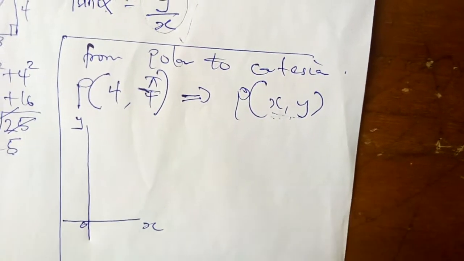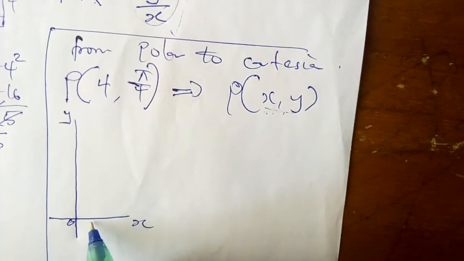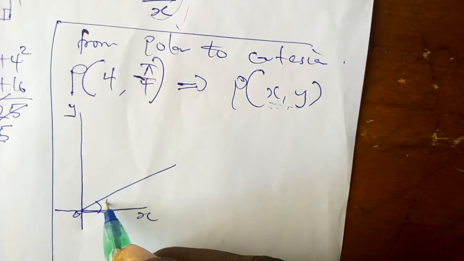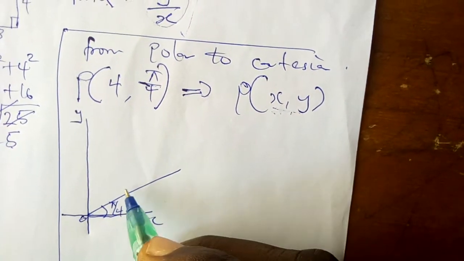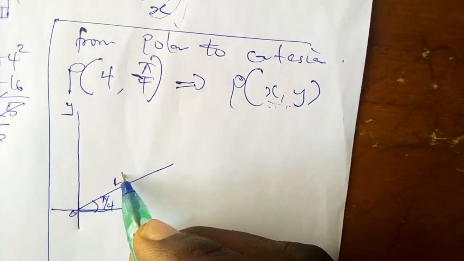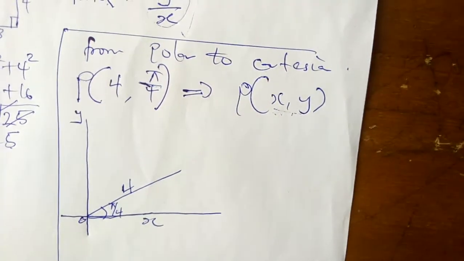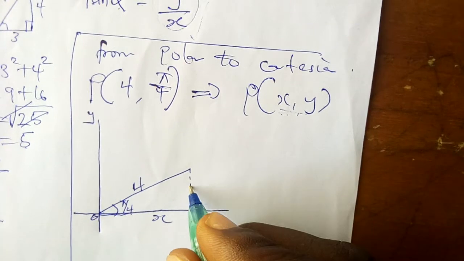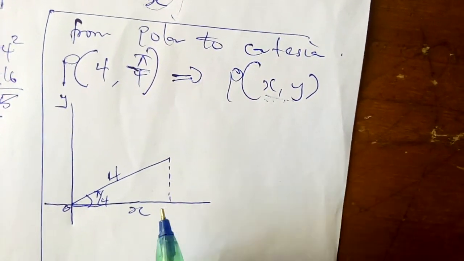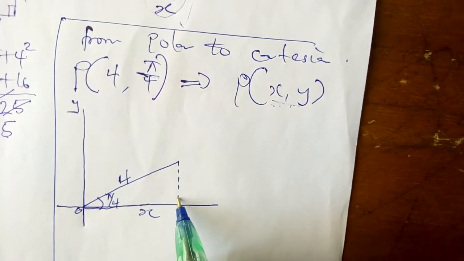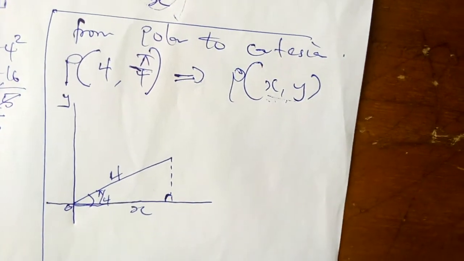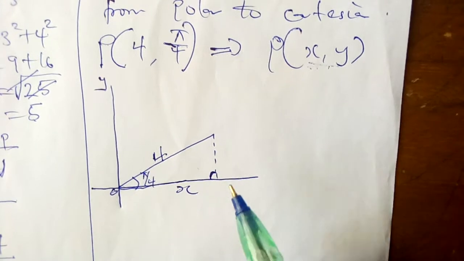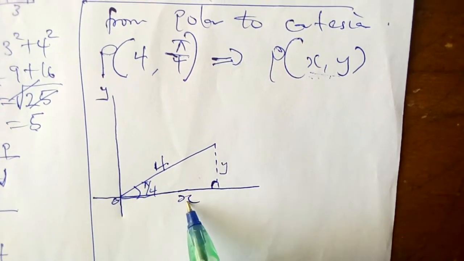Let's say this is our 0. Let's say we have the angle to be pi over 4 here, and then we have our r to be 4 here. Now, if this is our x-axis and you want to plot this graph, just trace this down. That means with this we can denote a right angle triangle. Now this will be our R, which is our hypotenuse. Then this is our y, and this is our x.